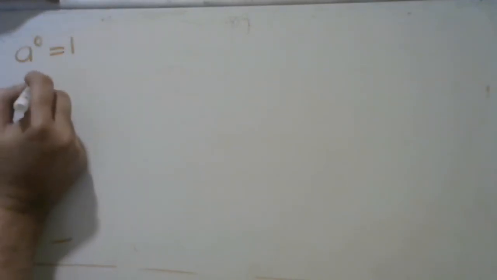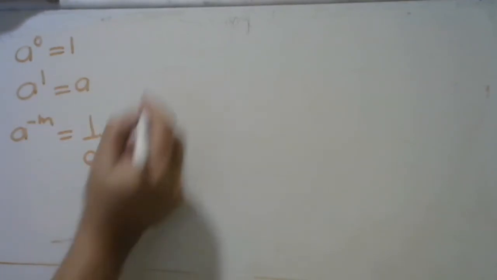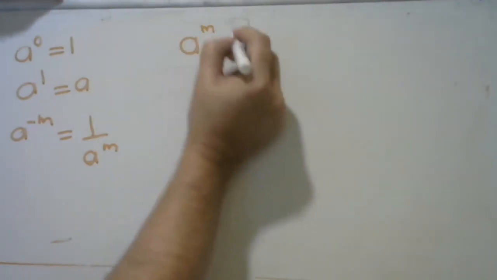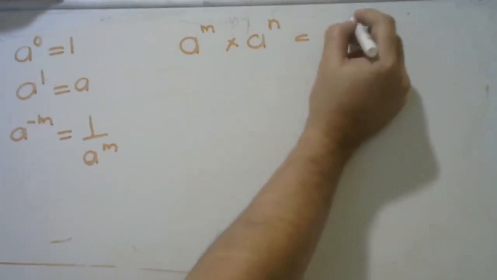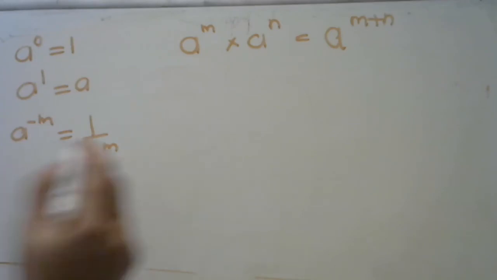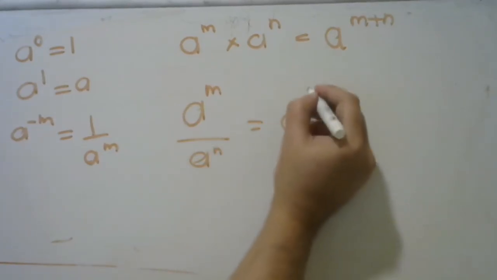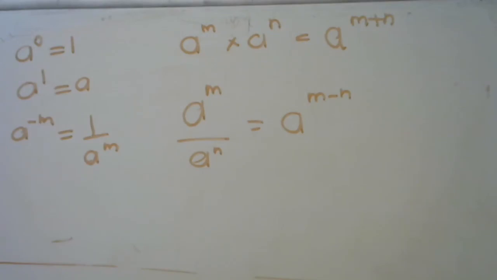Okay. So we learned A to the 0 is 1. A to the 1 is A. A to the minus M is 1 upon A to the M. A to the M multiplied by A to the N equals A to the M plus N. And then A to the M divided by A to the N is equal to A to the M minus N. Right? So these are some simple rules that you need to understand and apply when using indices. All right? So I'll stop here.